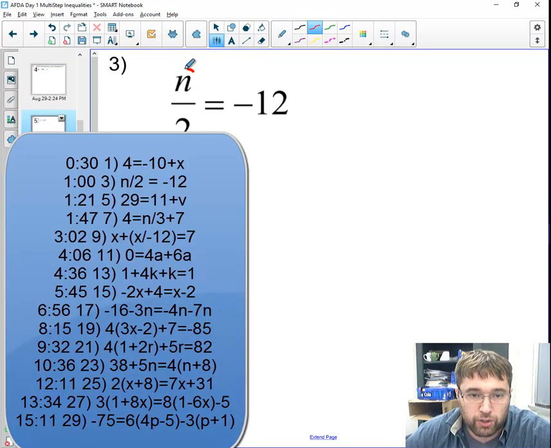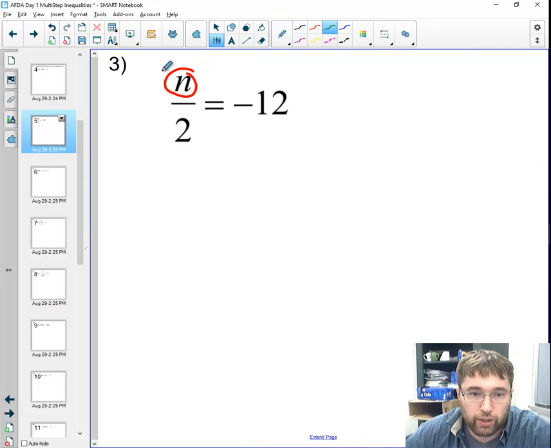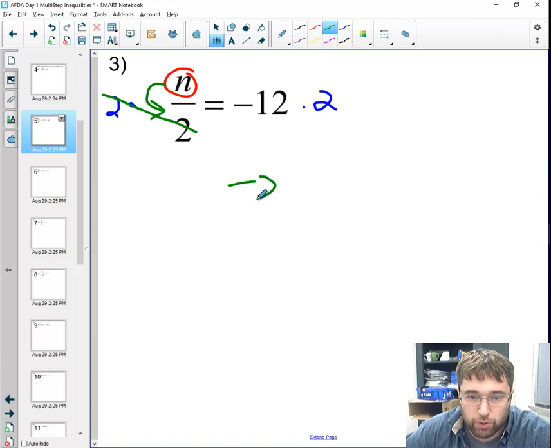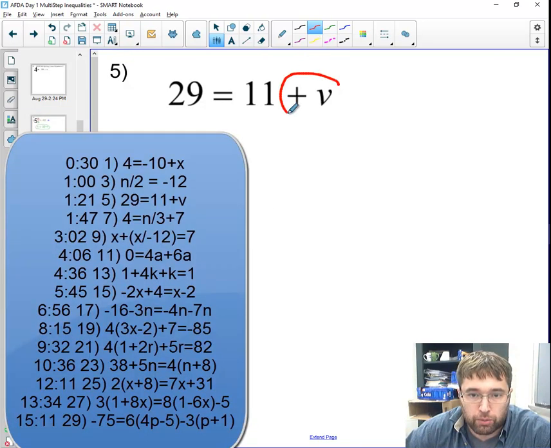Let's work on number 3. Again, first thing we want to do is circle the variable, take care of the hater. Realize the hater is the divide by 2. So the opposite of dividing by 2 is multiplying by 2. So we're going to multiply both sides by 2. This is going to cancel out. We're left with 2 times negative 12, which is negative 24, which equals n. And that's it.